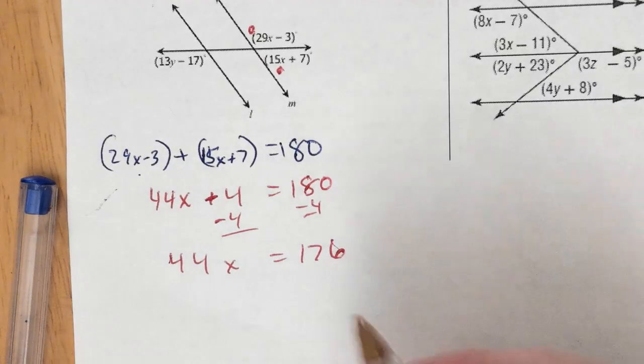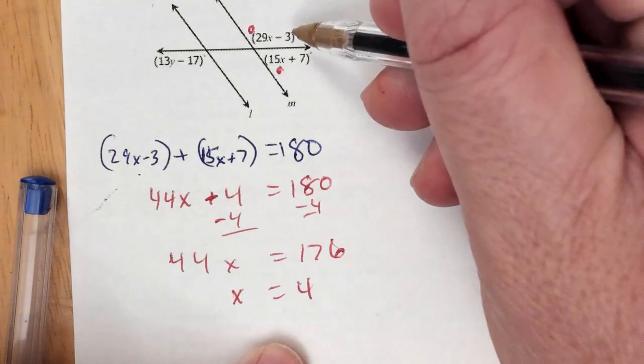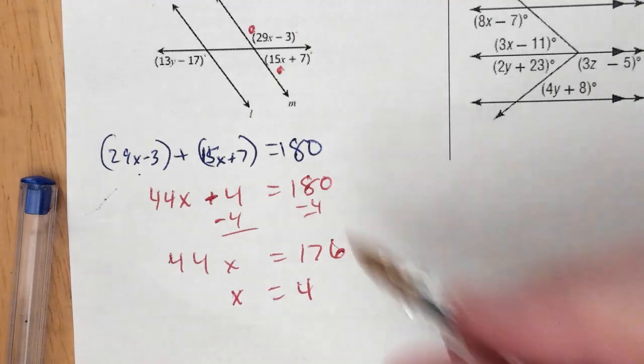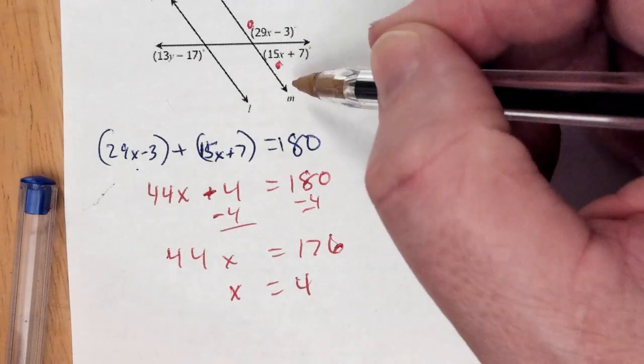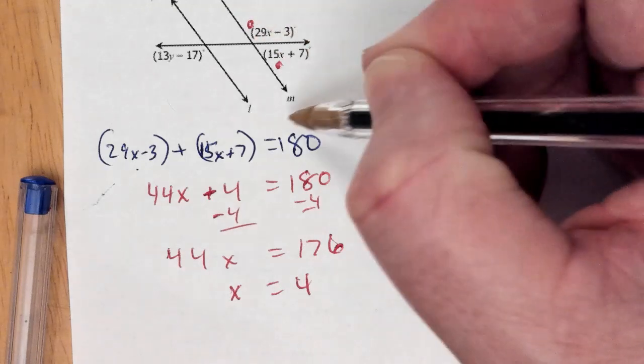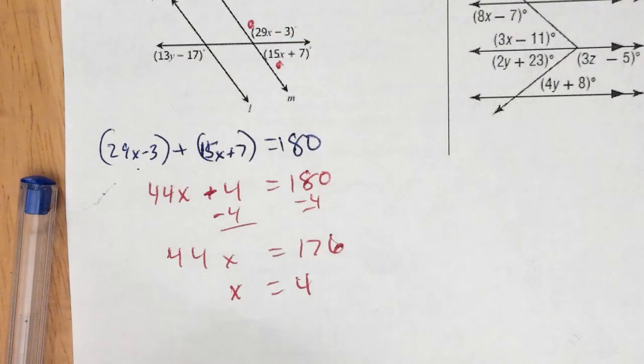Divide by 44, and I got x equals 4. And what are you supposed to do as soon as you get x? You always want to plug it back into the picture for two reasons. One, to check yourself. Does that make logical sense? Does this plus this equal 180? Does it look correct? So that's the first reason. And the second reason is to help you find everything else.